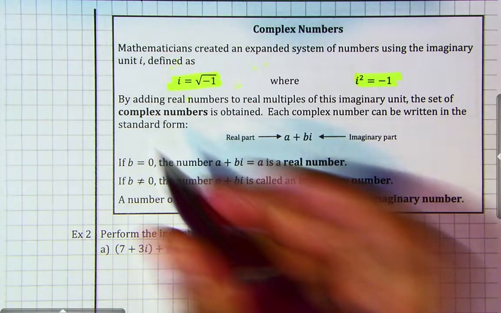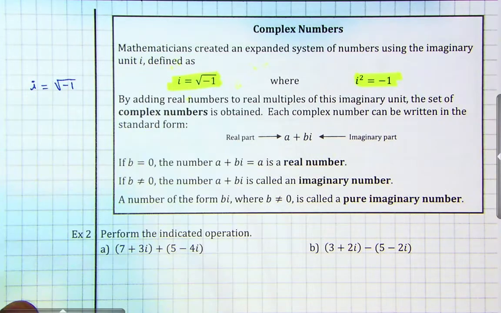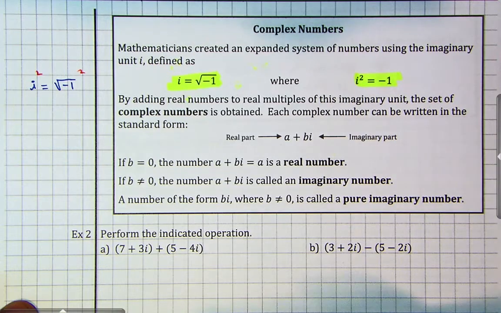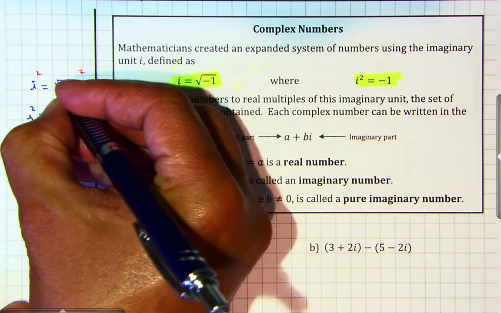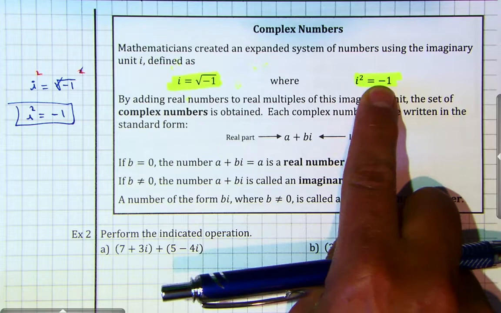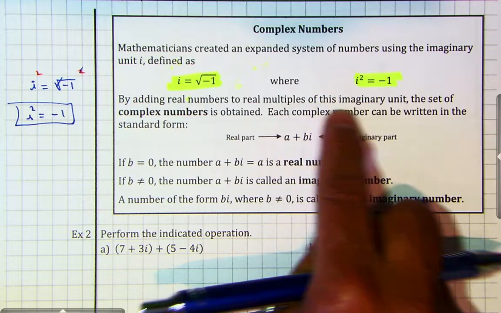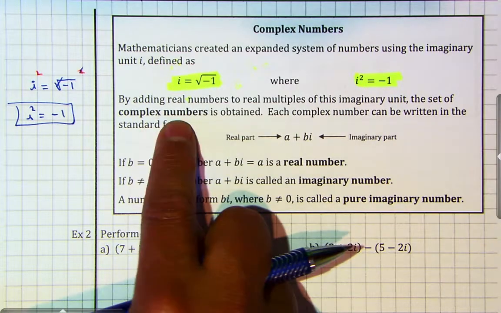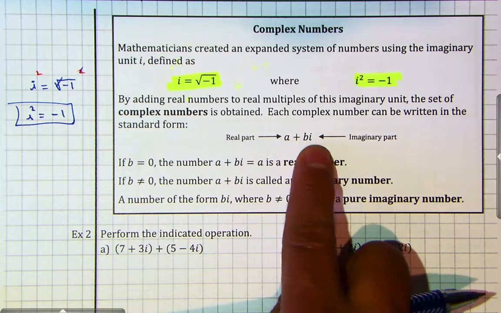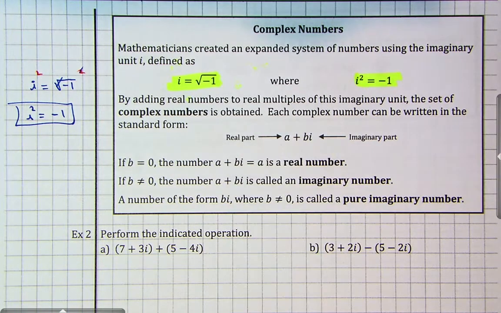If we square both sides, so therefore if we have i is equal to the square root of -1, that's the one that you need to memorize. We know that if I square both sides, I'll end up with i squared equals the square root, and the square and square root cancel, so that gives me -1. And that is the second definition that they have here. By adding real numbers to real multiples of this imaginary unit, the set of all complex numbers is obtained, where we have two parts. We have the real part and the imaginary part. And this is basically what we covered on the previous slide.